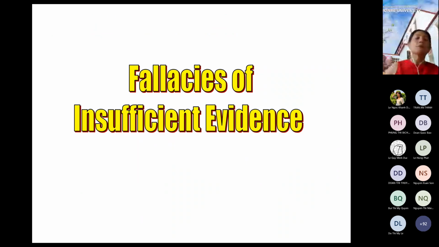Okay, so now we will get into the second group of fallacies, which is about the fallacies of insufficient evidence. It means that the statements of premises are very much relevant to the statement of conclusion. However, the premises fail to provide sufficient evidence to support the conclusion. It means that the premise tried to provide the evidence, of course, but that is not sufficient evidence. That is why the whole argument still fails.